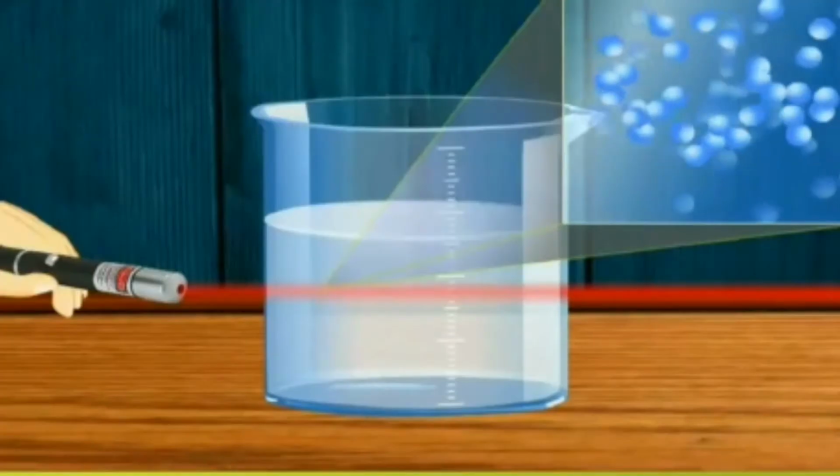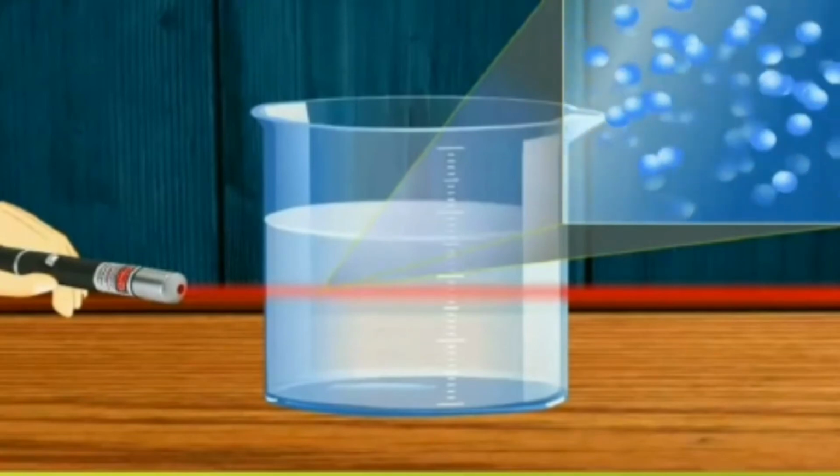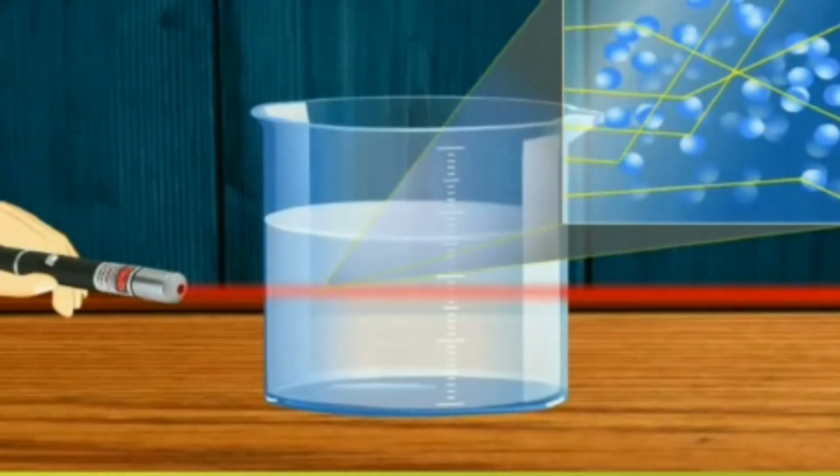The light rays hit the tiny particles of milk and get scattered. If these scattered rays enter our eyes, we perceive the light, and this is the scattering of light.